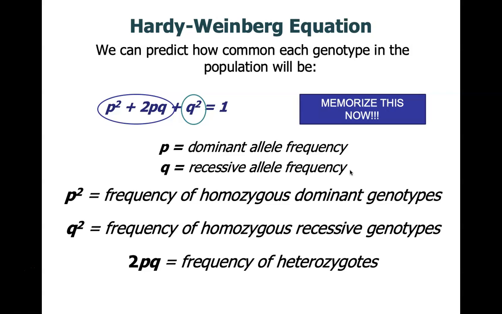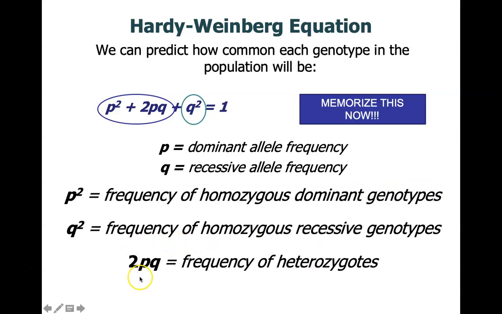So, the probability of getting two dominant alleles is just the probability of getting one allele times the probability of getting the other allele. In other words, p squared. p squared is going to be the dominant allele frequency squared. Because you are getting two copies of the same allele, this is the same thing as the frequency of the homozygous dominant individuals. q squared is the opposite. The probability of getting one q times the probability of getting the second q is going to be your frequency of homozygous recessive individuals.